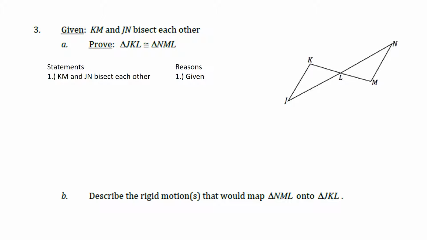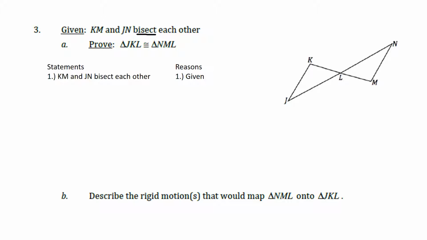All right, here we go. Question number 3. I have already written down my statements and reasons, so I'm going to look at KM and JN bisect each other. That's my given. And so if KM and JN bisect each other, bisect means to cut in half.